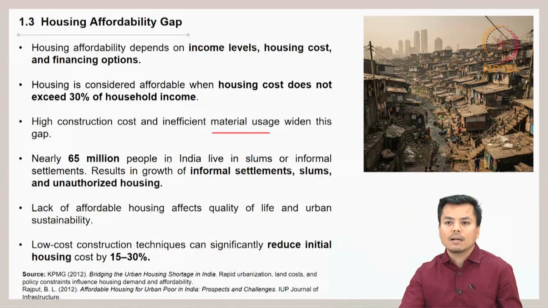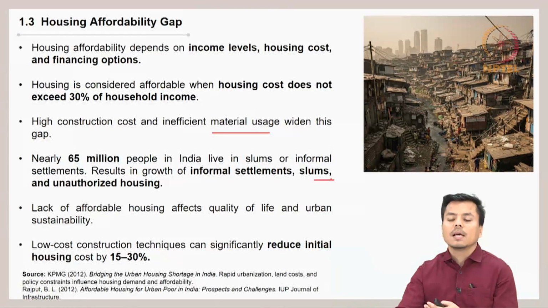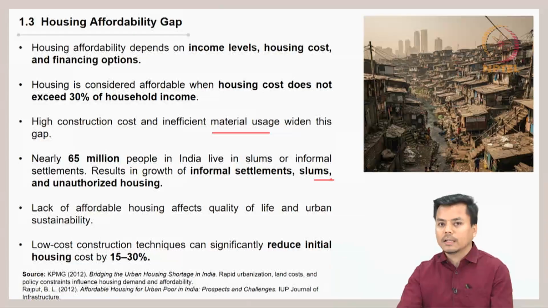Nearly 65 million people in India live in slums or informal settlements, which results in the growth of informal settlements and slums. When people are not able to afford good quality houses, they eventually move into slums, or they construct very improper housing for themselves, which at times leads to compromise in safety and other issues. It also leads to unauthorized housing by occupying government land and private property within the city, and that leads to the construction of informal settlements.